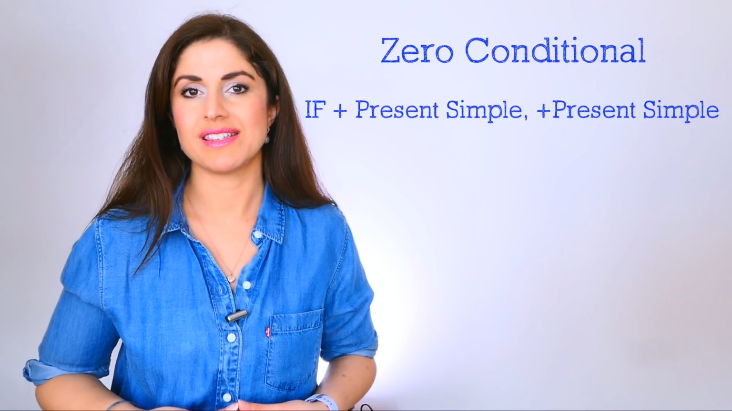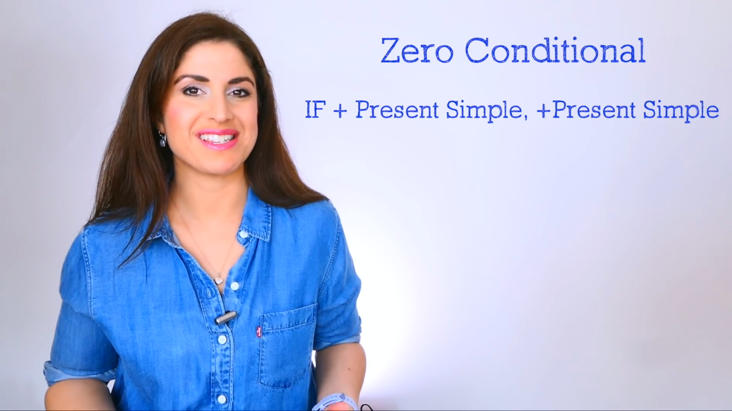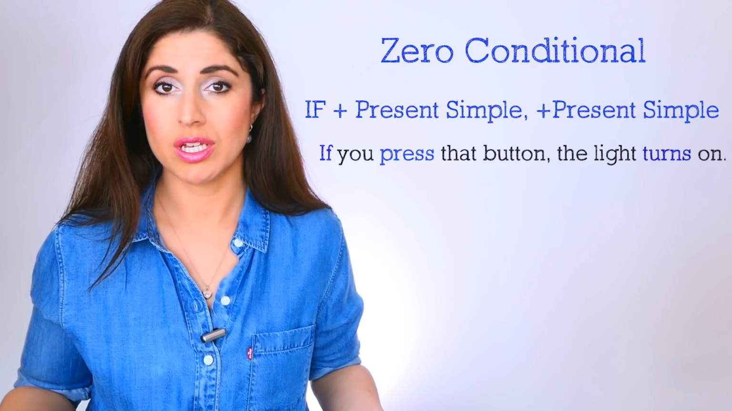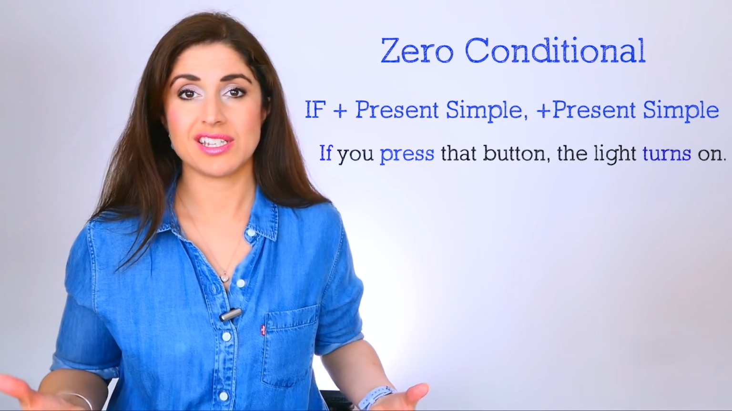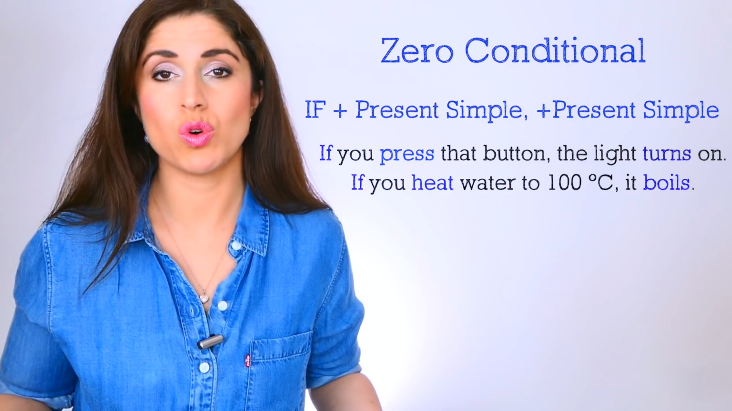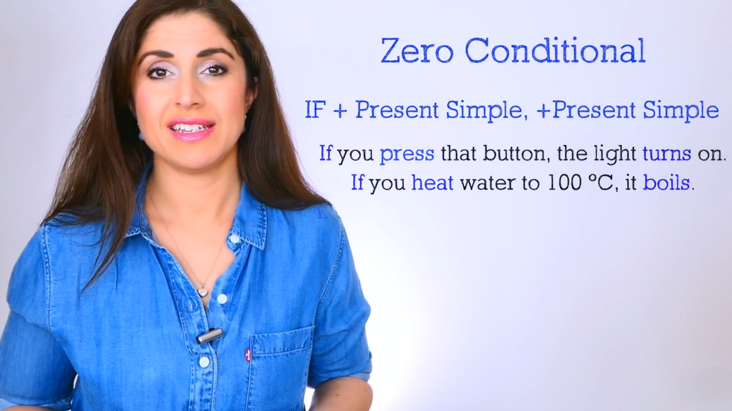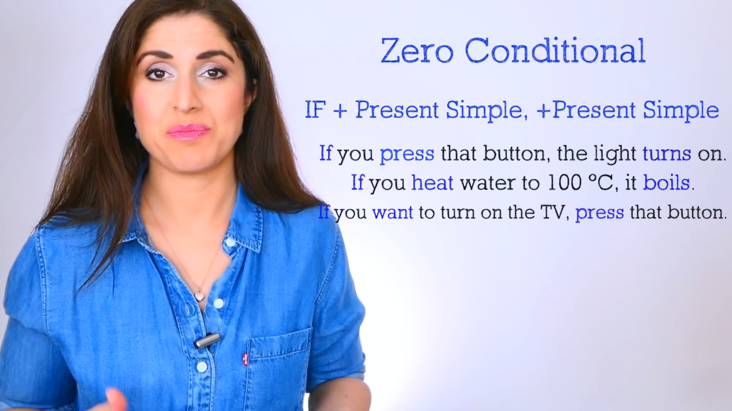So, zero conditional, zero, okay? Zero conditional is formed with if plus present simple, comma, plus present simple. If you press that button, the light turns on. If you heat water to 100 degrees centigrade, it boils. If you want to turn on the TV, press that button.